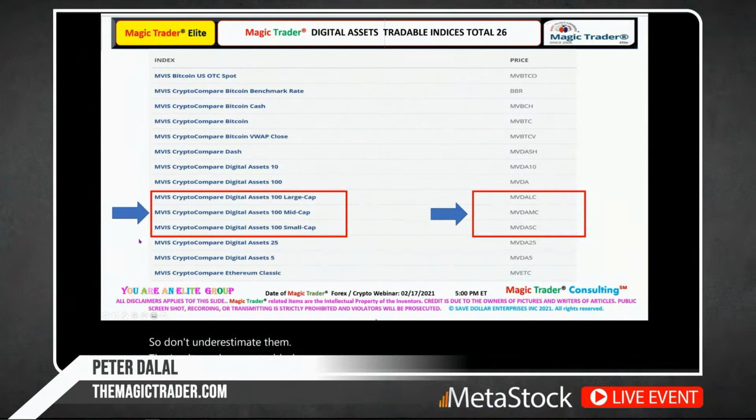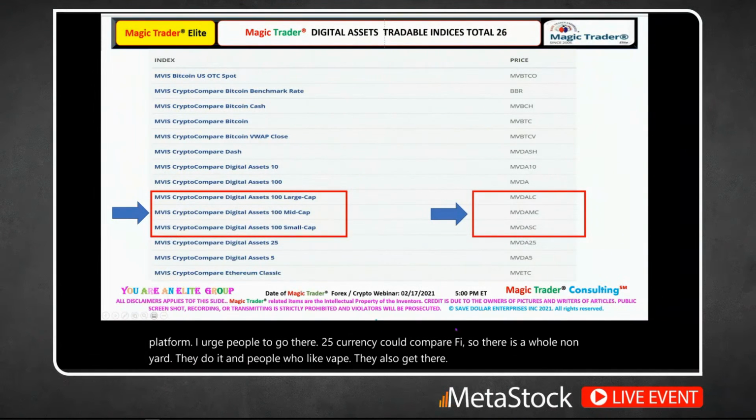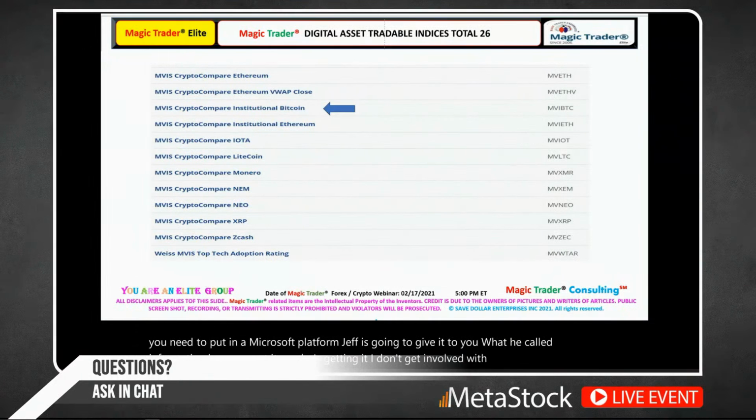So basically, a lot of things you could compare. It's on an Icon platform. I urge people to go there. You could compare 25 currencies, 5 at a time. People who like VWAP also get their share here. Jeff is going to give you the symbols, and these are the raw symbols you need to put in the MetaStock platform. How you get the information, or who's getting it, I don't get involved with those things. I just give him what he wants.